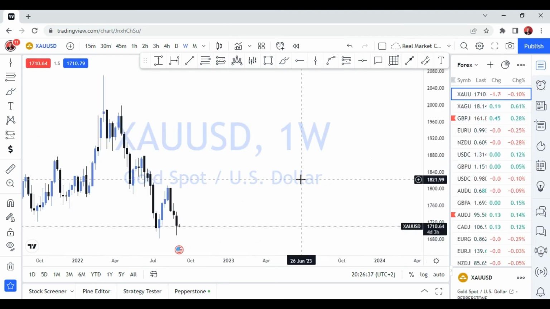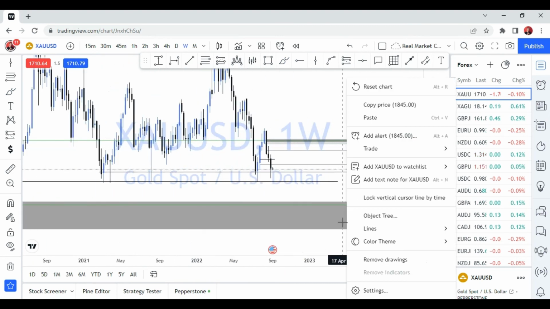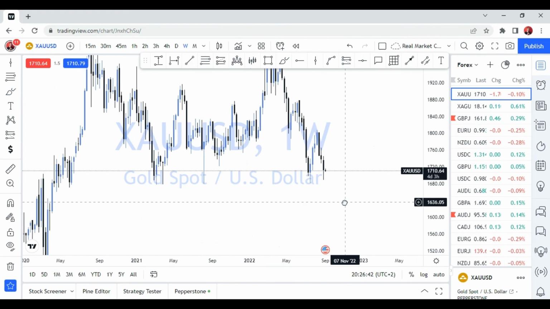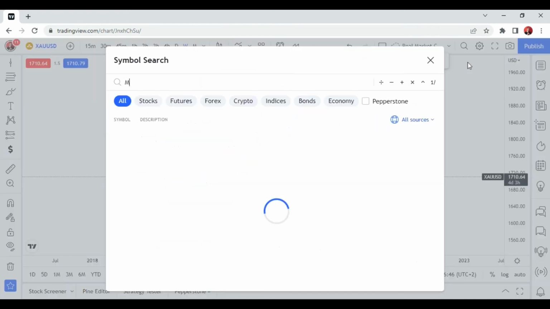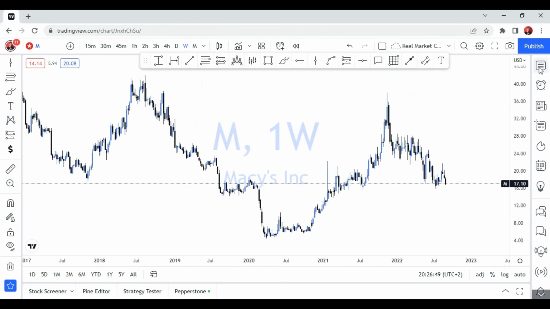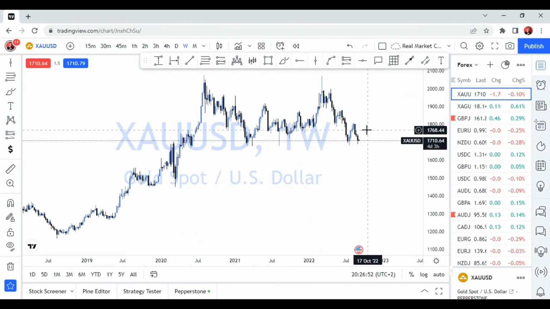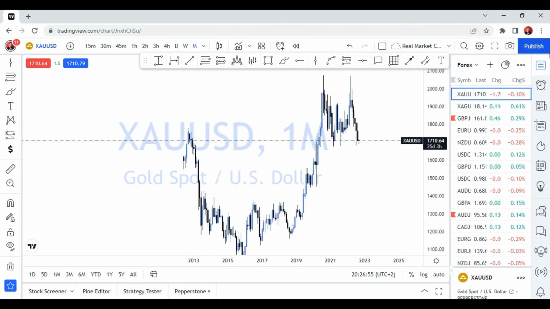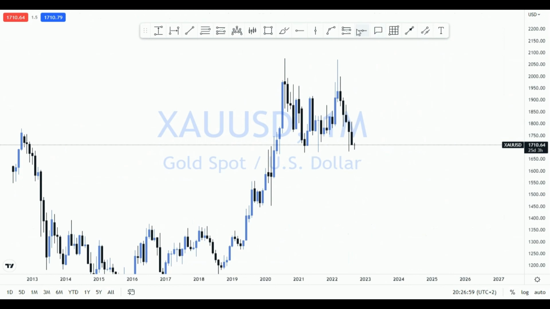Let's just look at gold. Gold has just been, let me just remove this. Let's go into the monthly time frame. Oh, it keeps doing this. Let's go into the monthly time frame. Right, we had this right here.